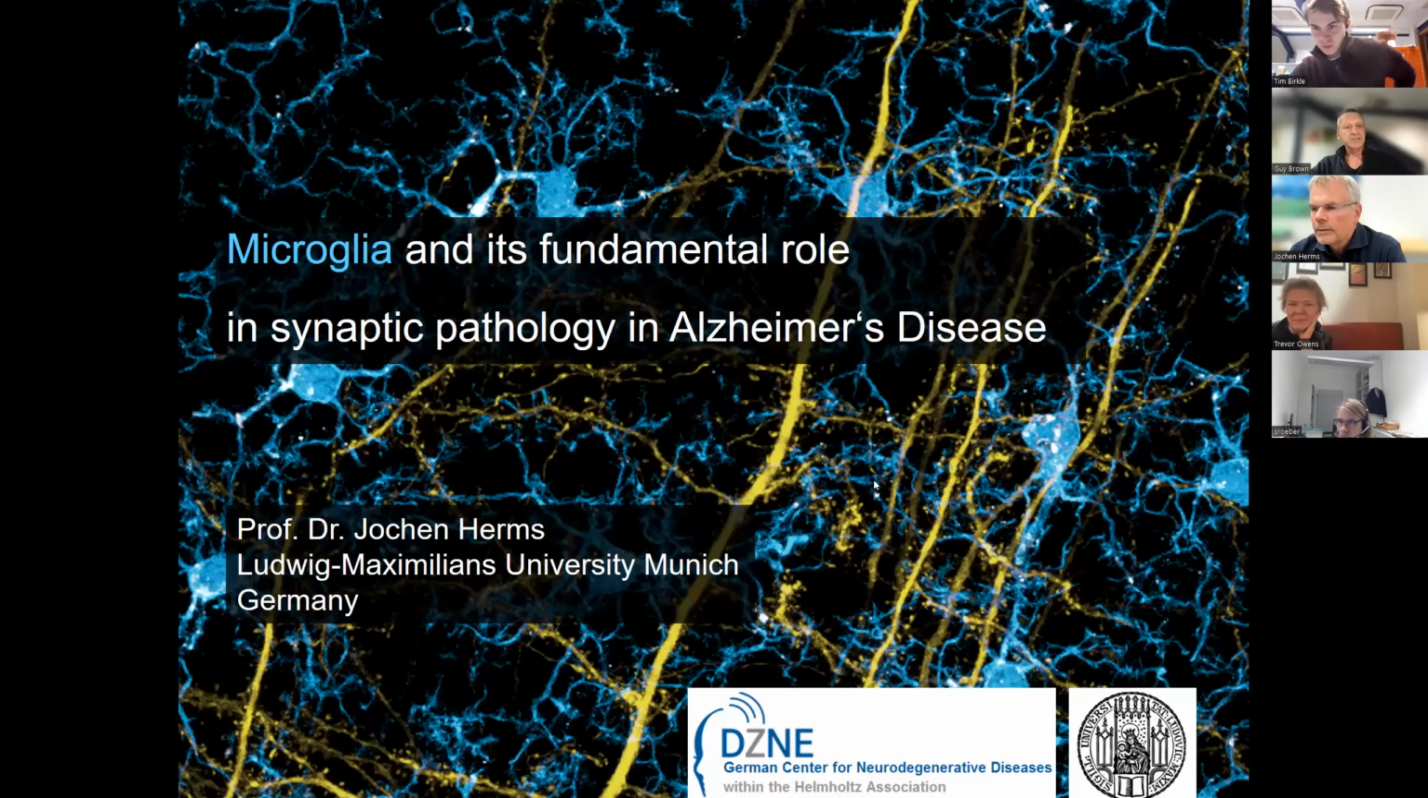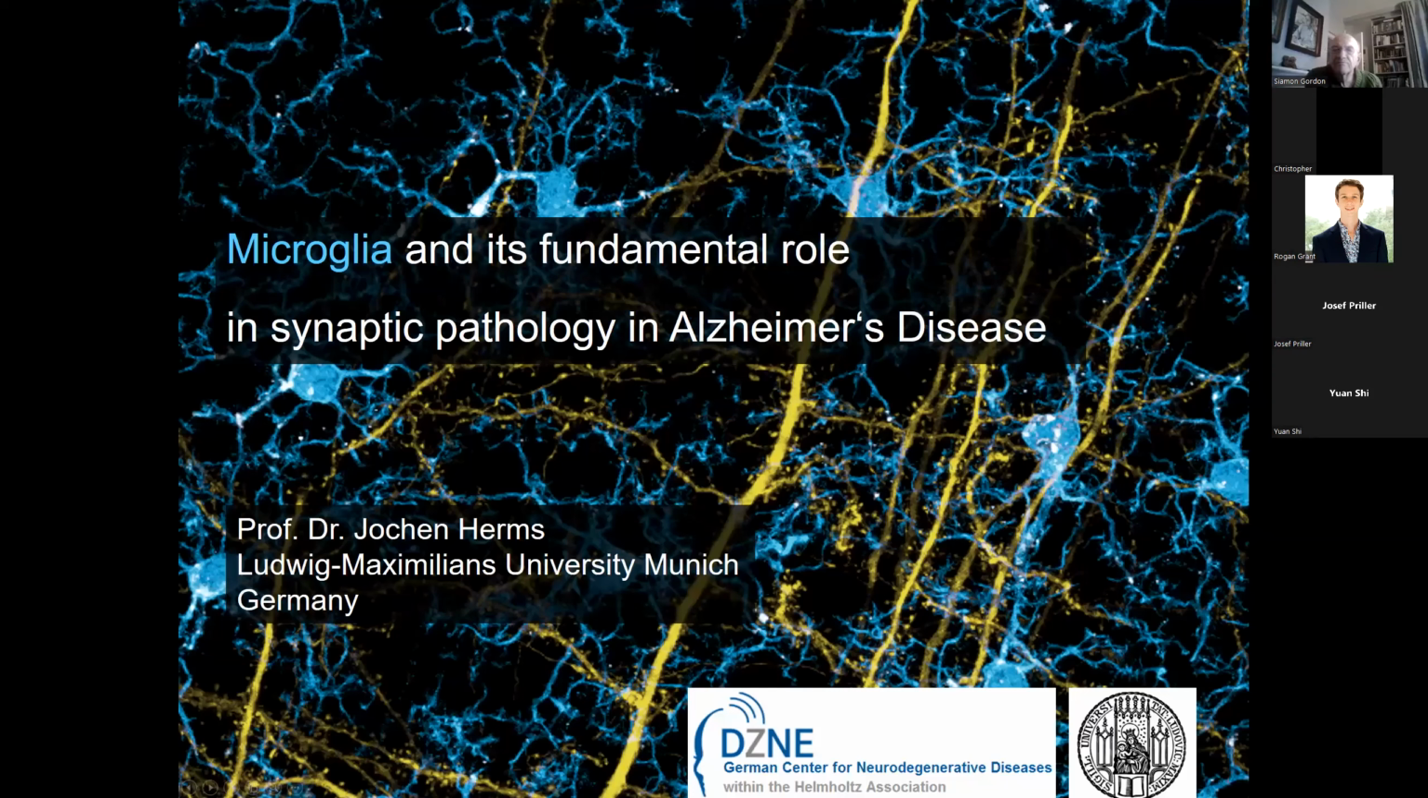The series consists of monthly talks of 45 minutes by European scientists talking about their research on microglia, followed by a question and answer session. And today's webinar is by Jochen Herms from the DZNE in Munich, and he's going to be talking about microglia and its fundamental roles in synaptic pathology in Alzheimer's disease.